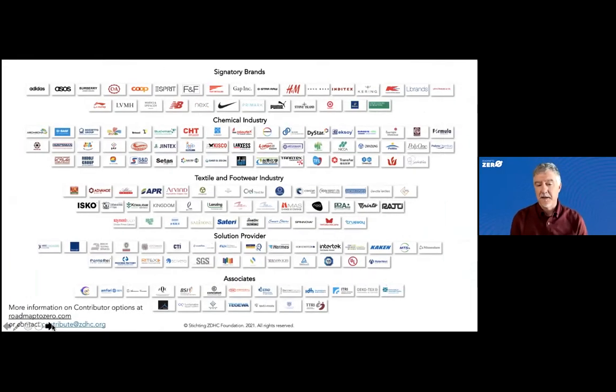What started out in 2011 as a group of 6 brands that met informally and then formally with an advisor group that managed the meetings has now grown to a foundation in 2015. We started out with a staff of 4 and a board of directors, and we now have over 160 contributors. You see the logos of those contributors there, ranging from brands and retailers, the chemical industry, to the textile and footwear industry, which means the actual suppliers, the people doing the work on the ground to make the products.